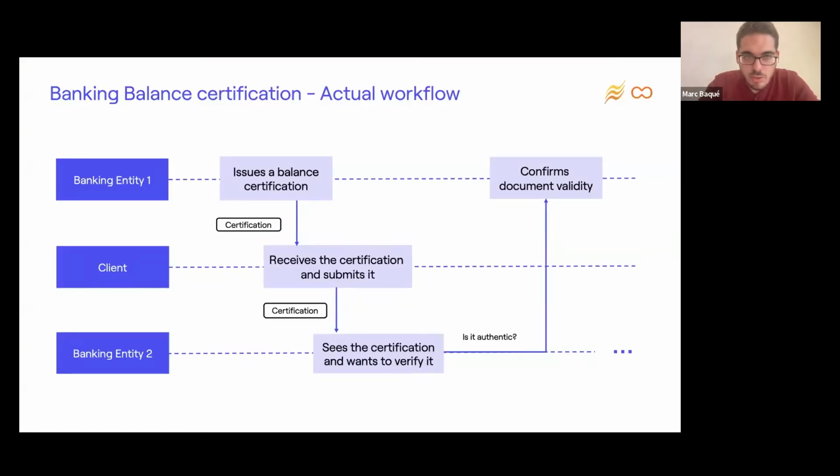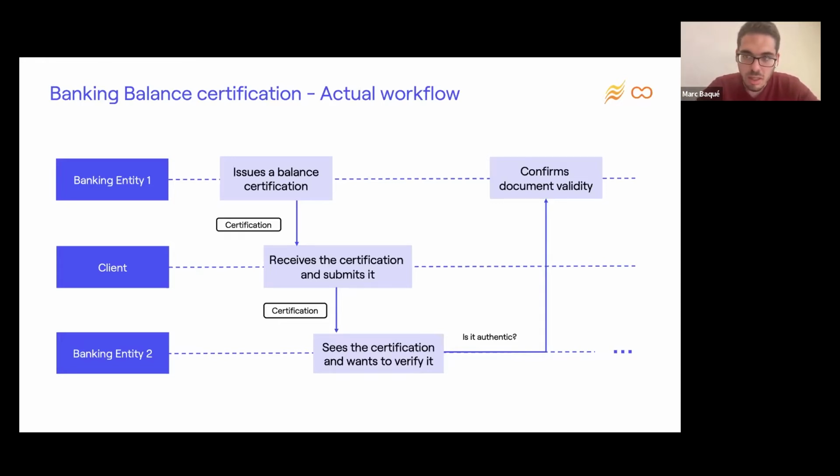The process today in banking balance certification, the actual workflow, is similar to the one shown on the screen. We have one banking entity that issues a balance certification, for example, and gives it to their client or customer. The client receives the certification, and maybe they want to submit it to a third party, which can be another banking entity or the government, for example. That third party receives the certification, and maybe they want to verify it.